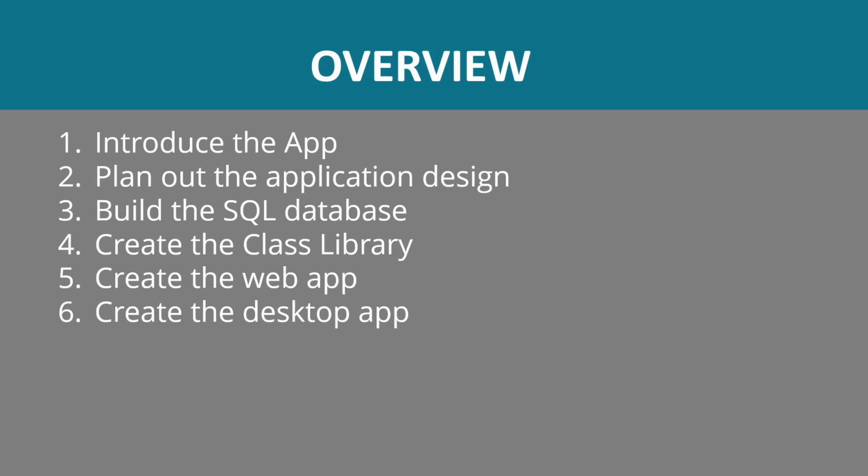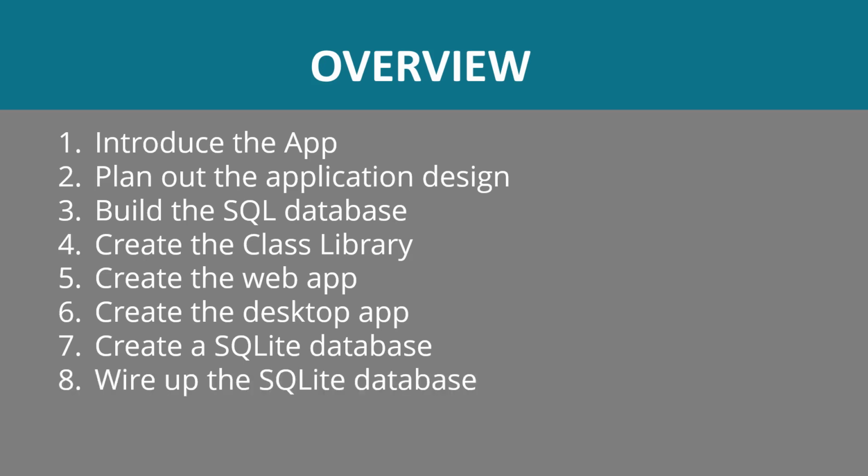After that, we're going to take a step back and say, you know what? We actually want a different database, or the option to have a different database. So we'll create a SQLite database. Now, this will mirror number 3, which is build a SQL database. We're going to do a similar thing in number 7. We're going to create a SQLite database. That's pretty close. And then we'll wire up that SQLite database to our class library, which will enable us to use that SQLite database in the web app and the desktop app with very, very few changes.